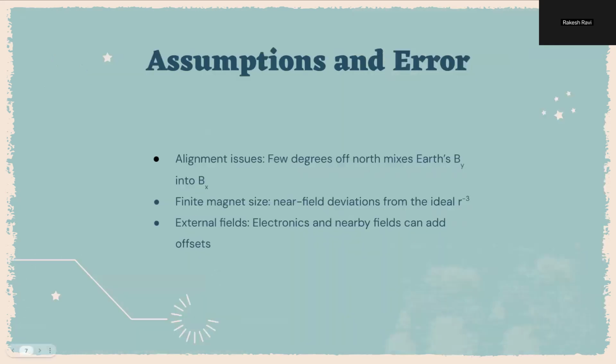Here's where we could have had errors. This model assumes the magnet behaves as a point dipole and that Earth's field is fully compensated. Possible errors include slight misalignment with magnetic north, near field effects from the finite magnet length, and small sensor placement errors. Nearby electronics could have also added excess magnetic fields to the system.